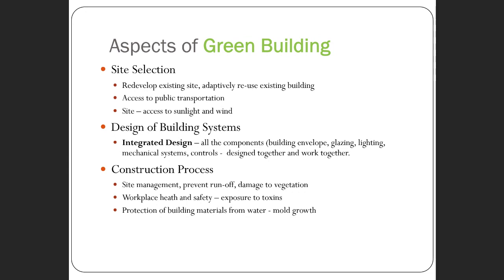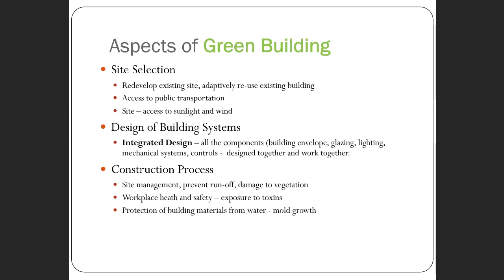So site selection, then design is the next step. And we're going to talk about integrated design, right? Thinking about how all the different components of the building work together: the building envelope, the glazing or the windows, the lighting, the mechanical system, the controls. All those things are designed and thought about, and they work together, just like all the parts of an ecosystem. We had a slide a couple of weeks ago about an ecosystem. Think about a well-designed building being just like an ecosystem, where each component of the building plays its part in making a successful whole.